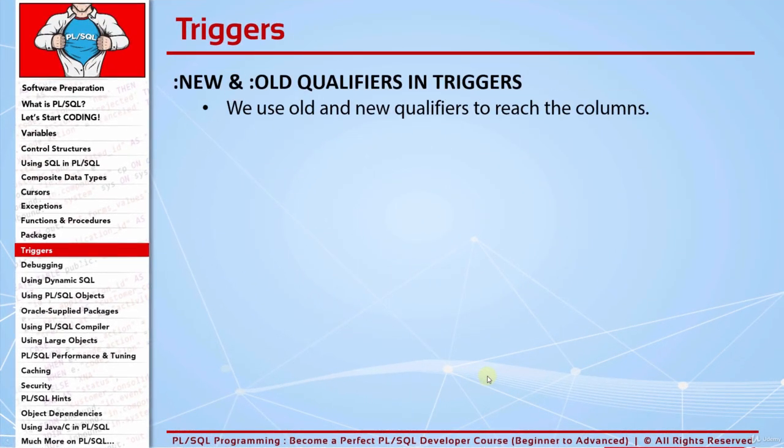We use old and new qualifiers to reach the columns. Actually, you cannot use the column names alone in the row-level triggers. You need to write the old or new qualifiers before it. Since there are two timings for the triggers, you may get confused about the value of old and new ones. Instead of trying to explain abstractly here, I will show them to you in the examples.